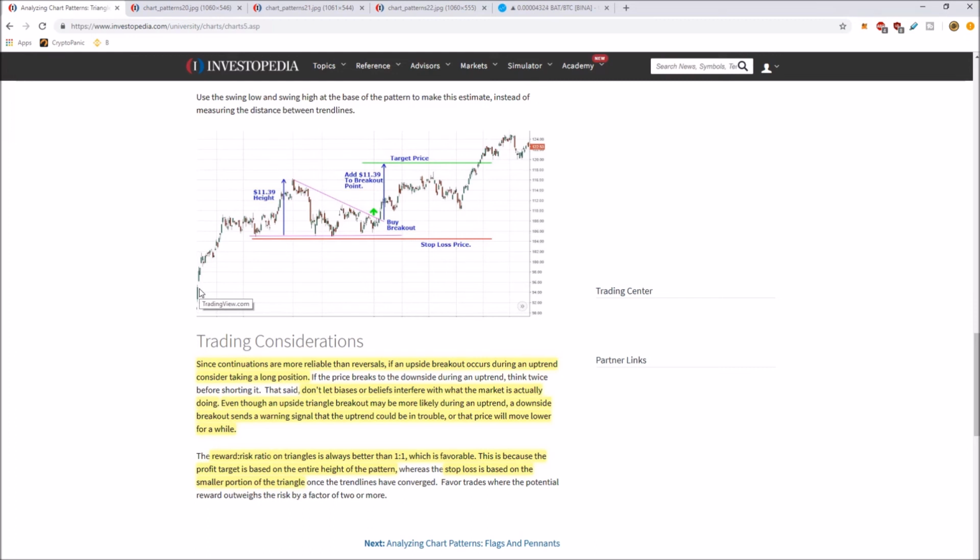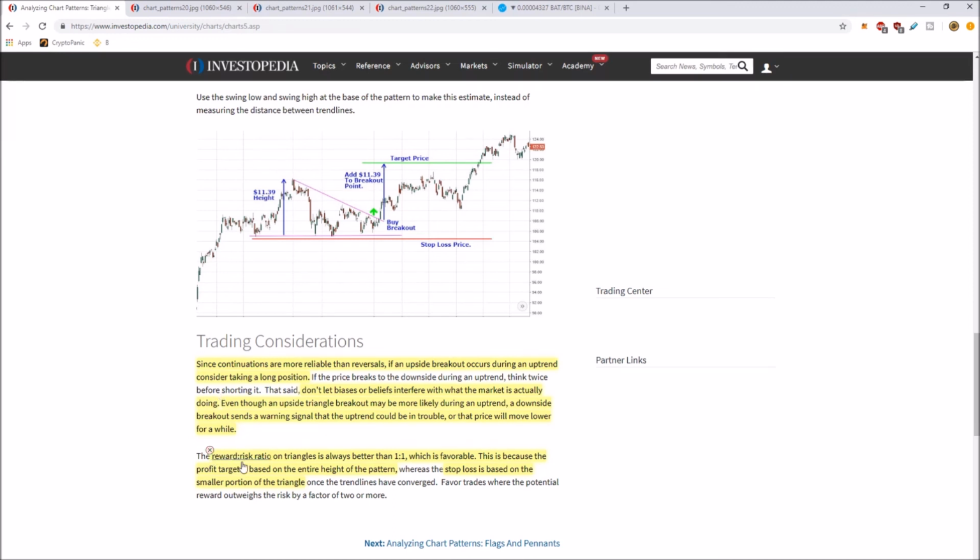Since continuations are more reliable than reversals, if an upside breakout occurs during an uptrend, continue taking a long position. This is an uptrend with an upside breakout, so this is where you want to make your buy. Don't let your biases or beliefs interfere with what the market is actually doing. Even though an upside triangle breakout may be more likely during an uptrend, a downside breakout sends a warning signal that the uptrend could be in trouble, or the price will move lower for a while.